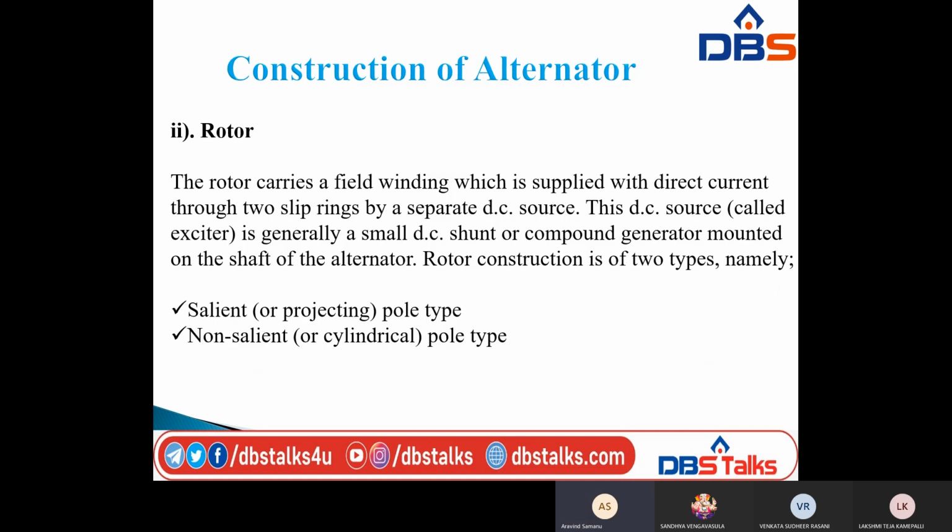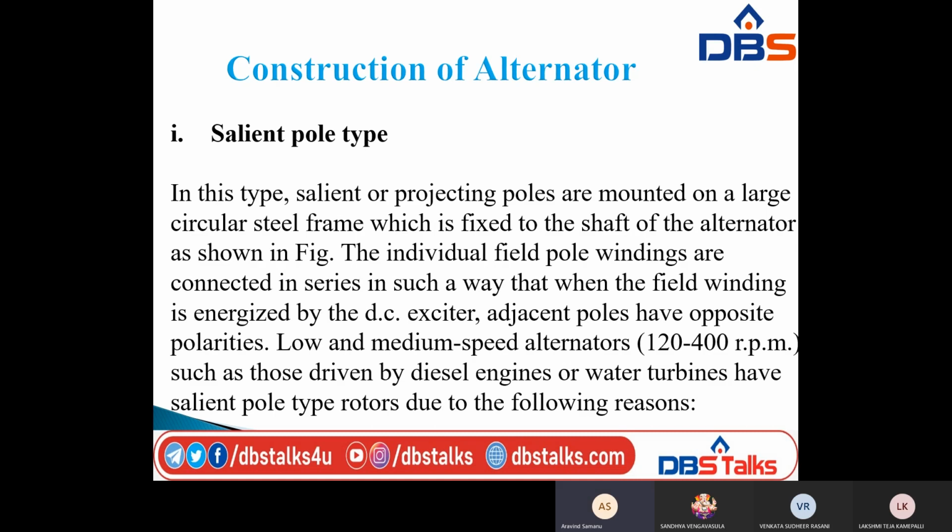Next, rotor construction is of two types. If you go through the rotor construction in the alternator, we have two types of construction for the alternator. One is salient pole type and another one is non-salient pole type. Salient pole type is also called a projecting type, and the non-salient pole type is also called cylindrical pole type.